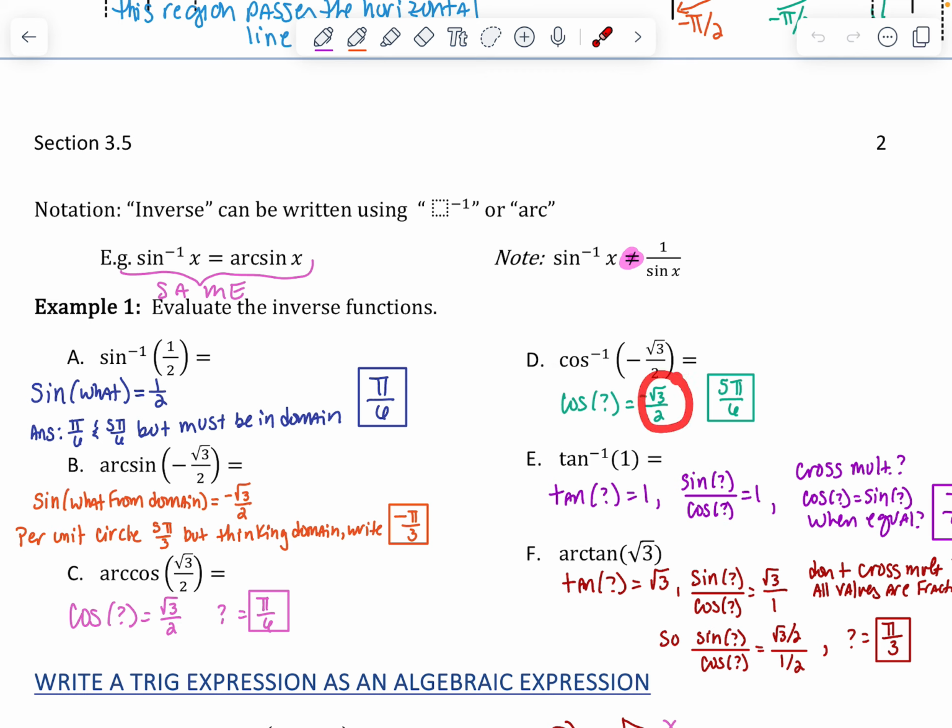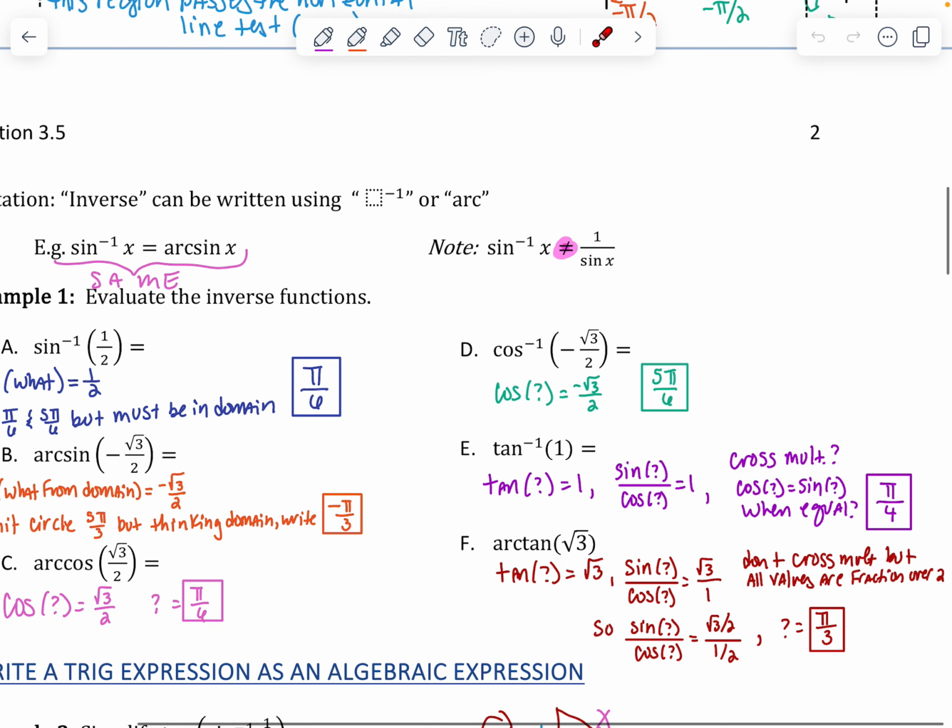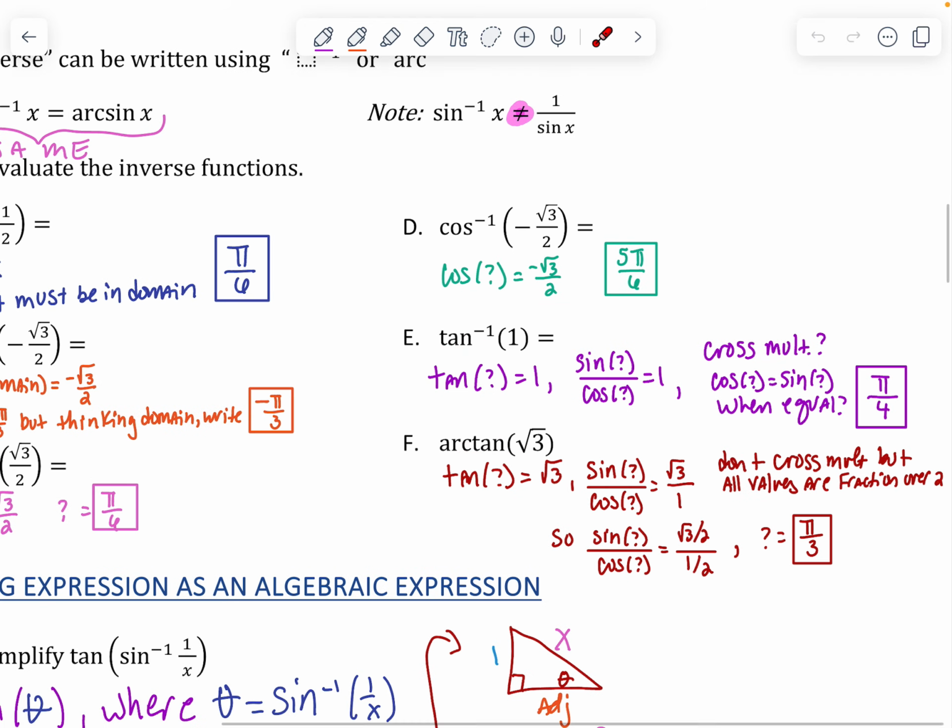Cosine inverse of the -√3/2. Well, in this case, when we're staying in the first and second quadrants, we've got 5pi/6.